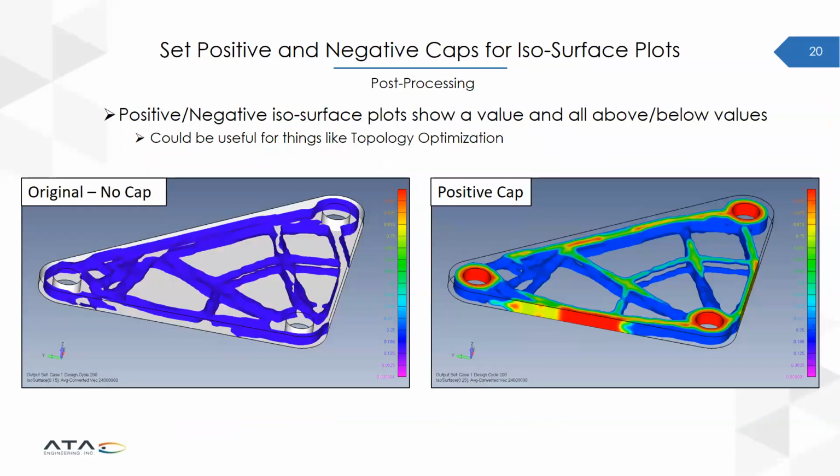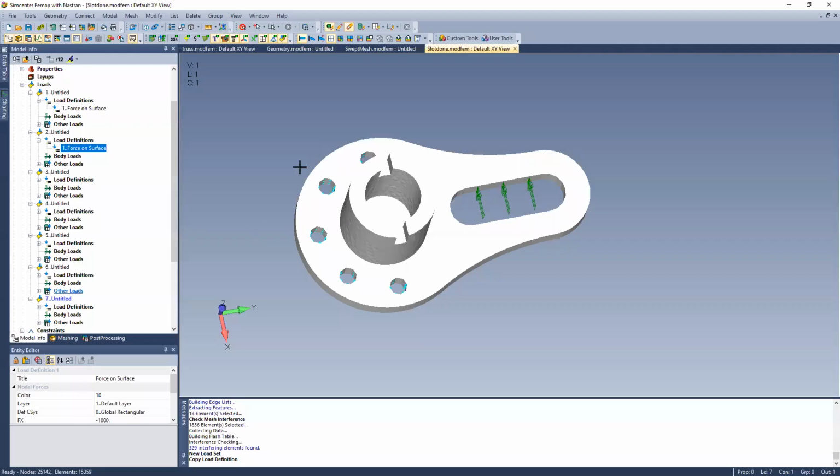The other change that I wanted to talk to for post-processing is some changes to isosurface plots. Now previously you could select a specific value to plot the isosurface for, but now in 2020.1 you can have that be either a positive or negative cap so that you see all values that are above or below that value, which could be especially useful for something like topology optimization if you wanted to plot your mass fractions or something and only see what was greater than 50% or something. It'd be really easy to see that. We can take a look at that in action too.